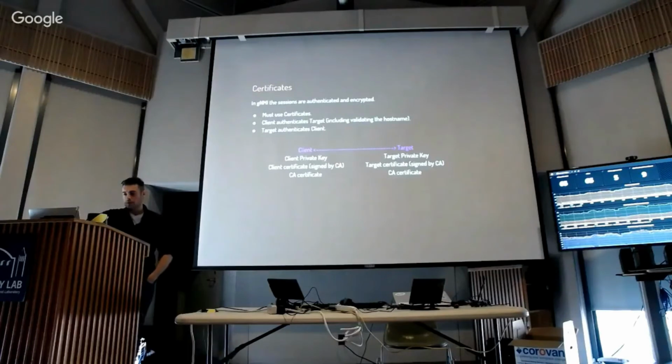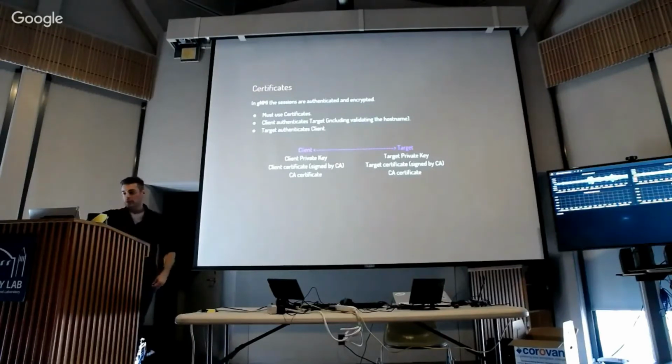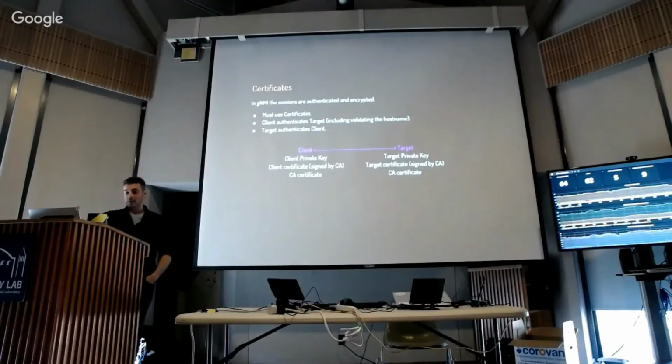Certificates. As I mentioned before, gNMI sessions are authenticated and encrypted, and they all must use a certificate. The client authenticates the target, including the value of the hostname. This is important, and the target authenticates the client. So between the client and the target, you will see these artifacts: the client private key, the client certificate signed by a CA, and the CA certificate. On the target, the same thing, but for the target.